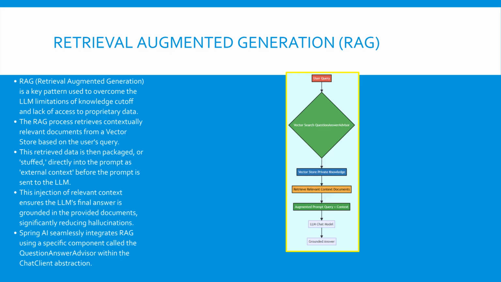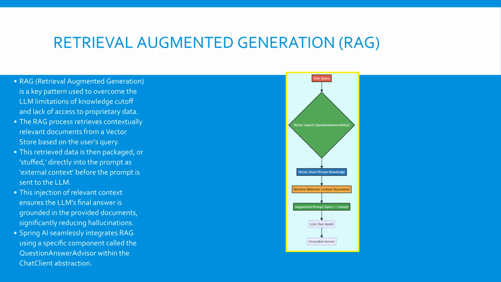Retrieval augmented generation, or RAG, is arguably the most important pattern for developing production-ready enterprise AI applications. LLMs are limited to the knowledge they were trained on, meaning they cannot answer questions about real-time data or your company's private documents. RAG overcomes this by linking the LLM to an external knowledge source, such as the vector store we discussed previously. When a user asks a question, the application first performs a similarity search on the vector store to find the most relevant document chunks.